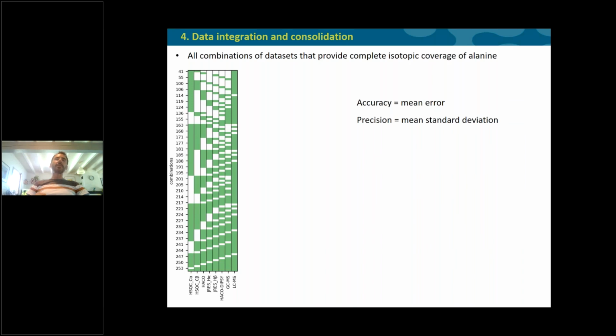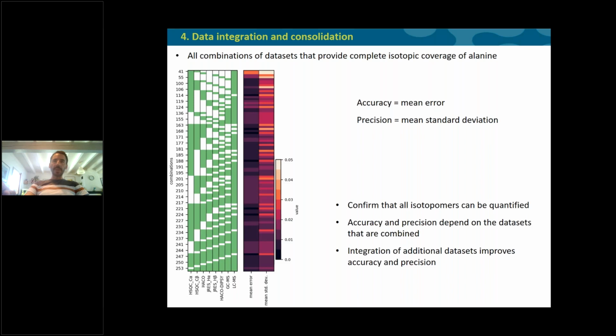So here, this is what we carried out for all the combination data sets, and we performed this analysis based on two metrics: the accuracy, that means the mean error between the expected measurements and the real measurements, and the precision, that is the standard deviation of the abundance of each of the species. And this is what we obtain. So the more methods we combine, the bottom part, the better precision we have, and the better accuracy we have.